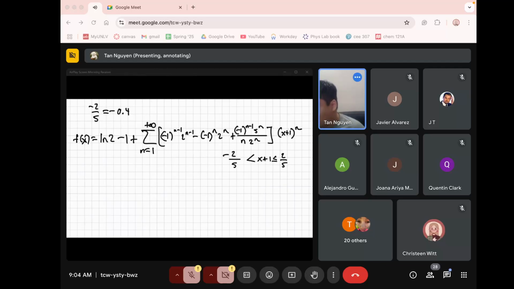Okay, so from here, subtract 1 from both sides. What am I going to get? -7/5 is less than x is less than or equal to -3/5. Agree? Okay, and that's the end.